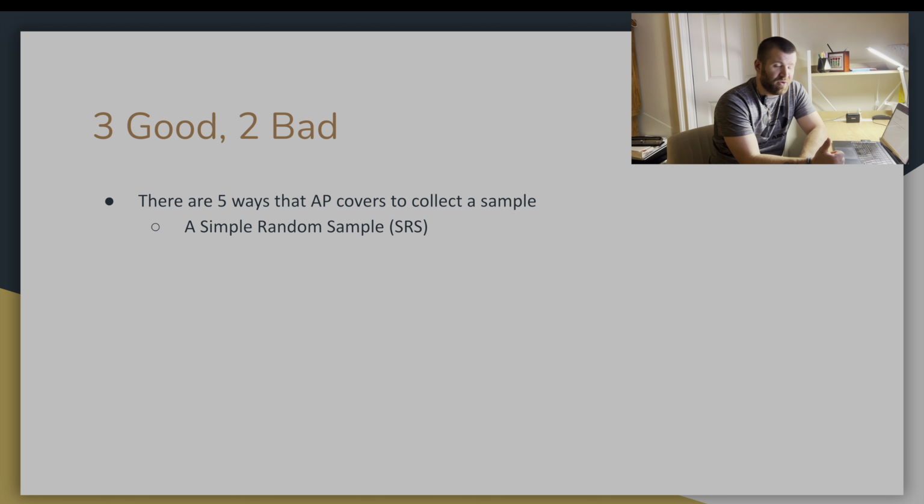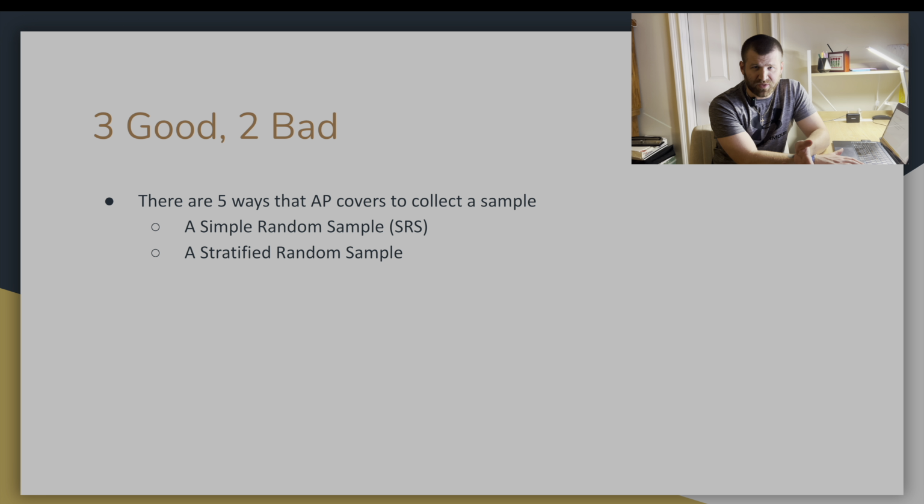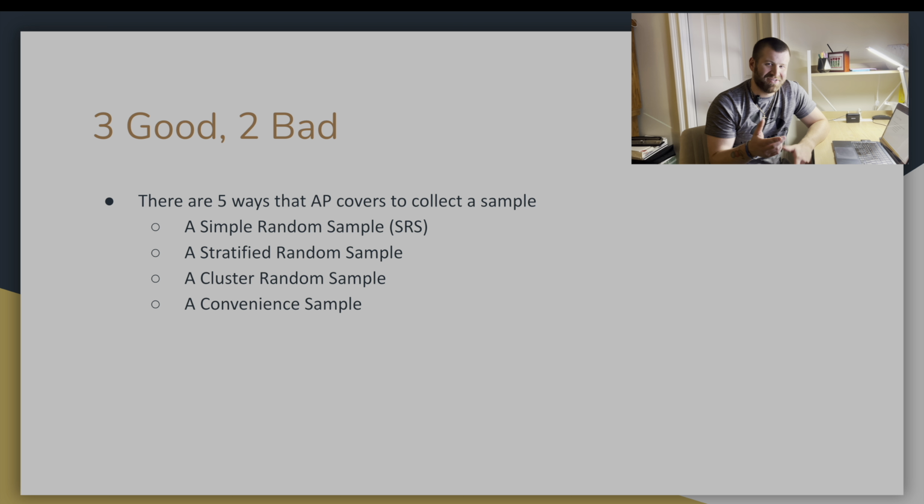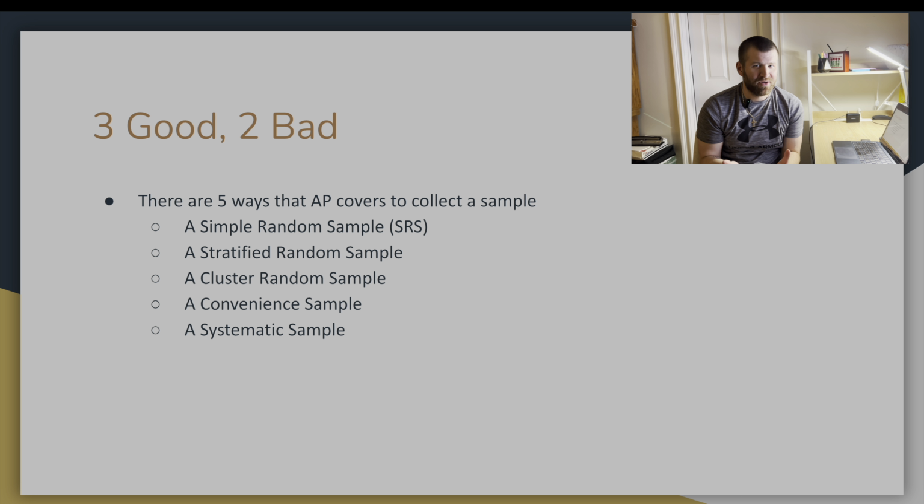So, the first good way is what's called a simple random sample. The second good one is called a stratified random sample. The third good one is a cluster random sample. And we're going to talk about what distinguishes these from each other as well. The two not so good ones, a convenience sample, which you could probably imagine not so great, and a systematic sample. Systematic is the one that tends to get people because systematic sounds good, as if there is a system in place and we're doing things the right way, but a systematic sample is not random, so you have to be careful.